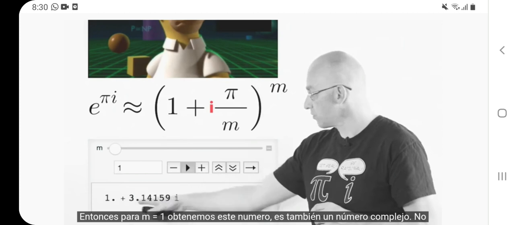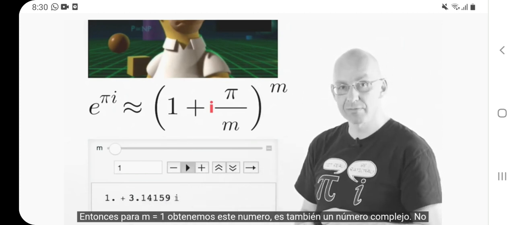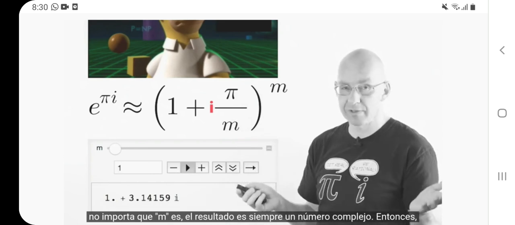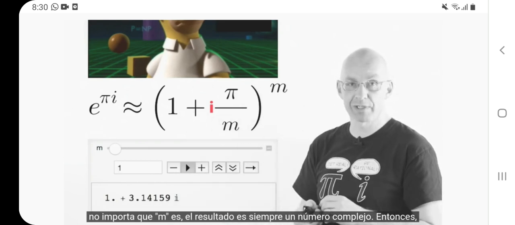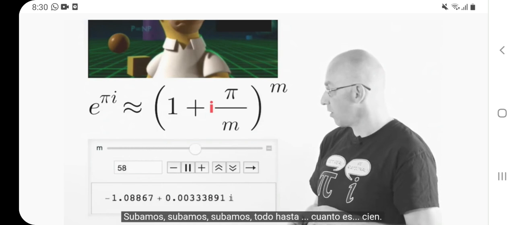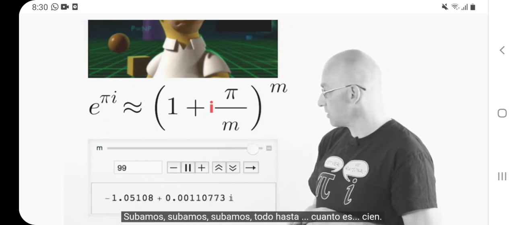So for m equals 1, we get this number here. It's also a complex number. Doesn't matter what you put up there, doesn't matter what m is, the result is always going to be a complex number. Right? So let's just crank it up now. Crank it up, crank it up, crank it up, all the way to, what did I do, 100.